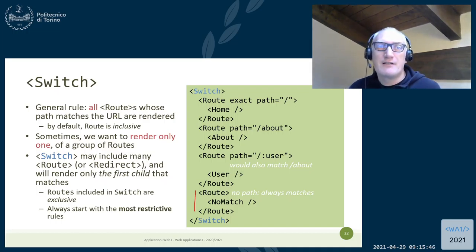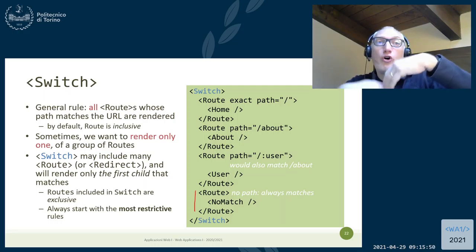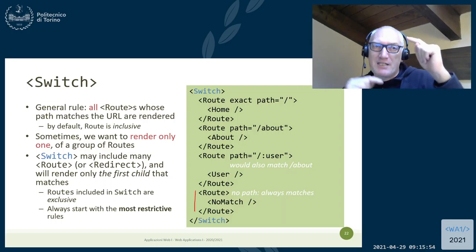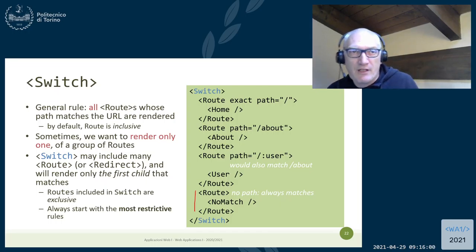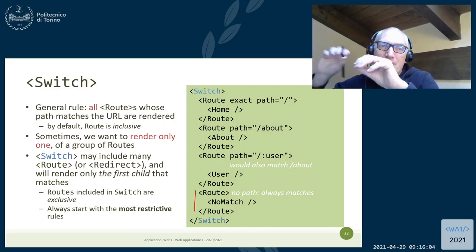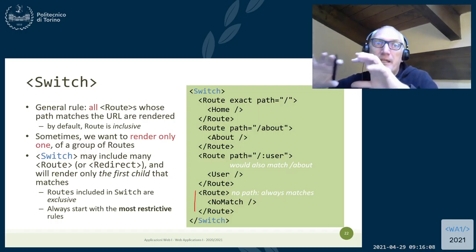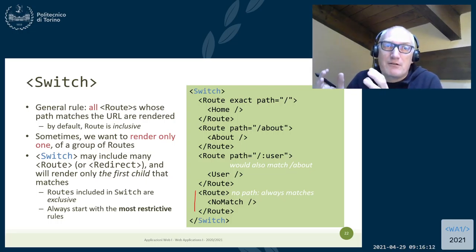So inside a group of routes, we will render all those that match. But if these routes are inside the switch, we will only render the first one that matches. So it depends on us, basically, what we want to do. We want to have different parts of the pages that will activate selectively according to some condition. Okay, there will be independent routes, and each route will decide whether to render or not.